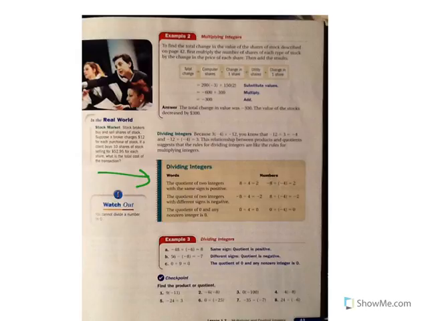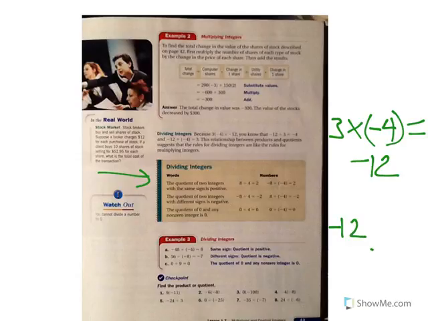Now, dividing integers, it's the same sort of thing. One way of thinking about this is the idea that we know from the multiplication that 3 times -4 is equal to -12. So if that's the case, then -12 divided by 3 is going to be equal to -4, because all I did was divide by 3 on both sides. A negative divided by a positive gives us that negative number right there.